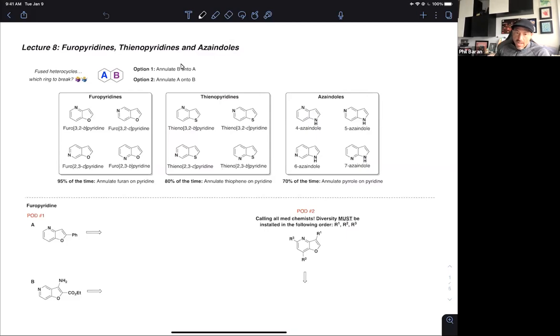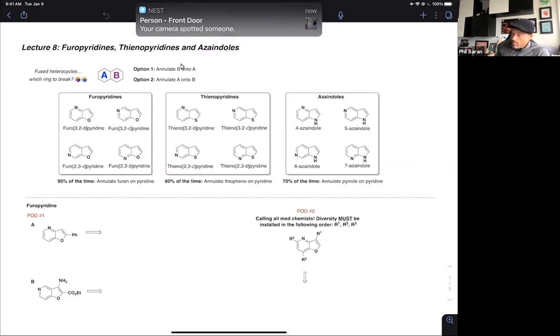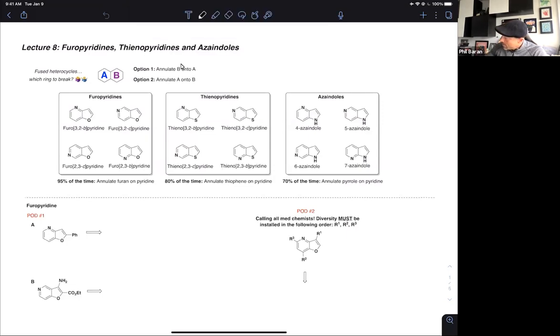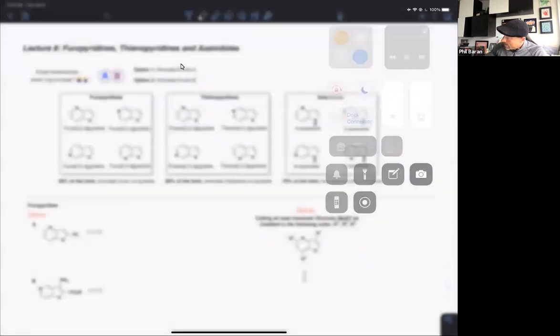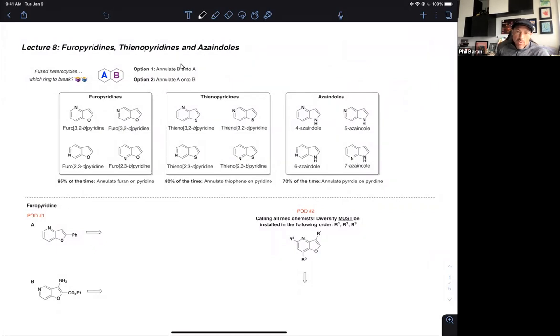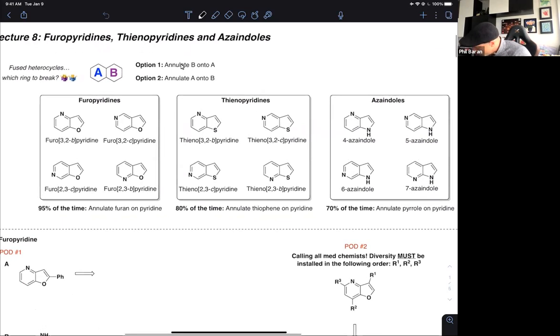This is our first example of where we're systematically going to go through fused types of heterocycles. And the logic you need to know for this is very simple. All one needs to do when they have a fused system, such as this here, is take one of them and pretend it's a benzene. And then take the other one and pretend it's a benzene. If you do that, everything is easier.